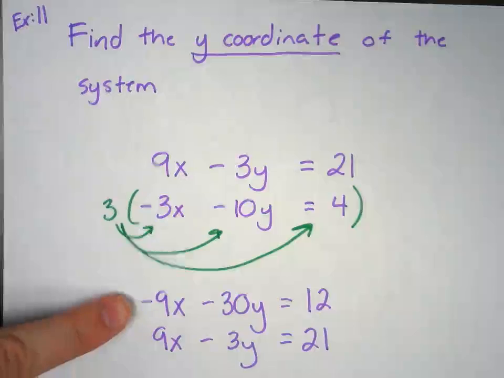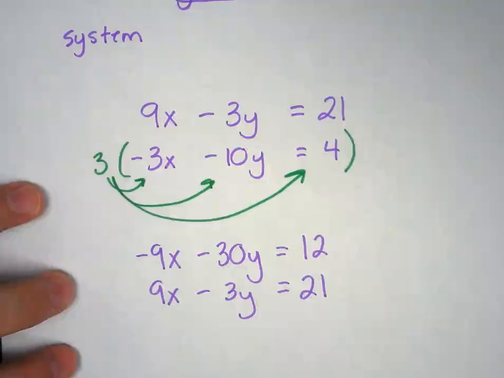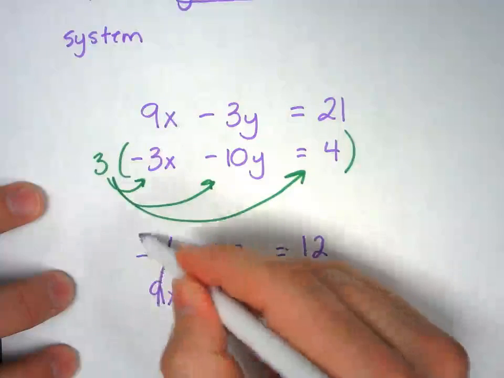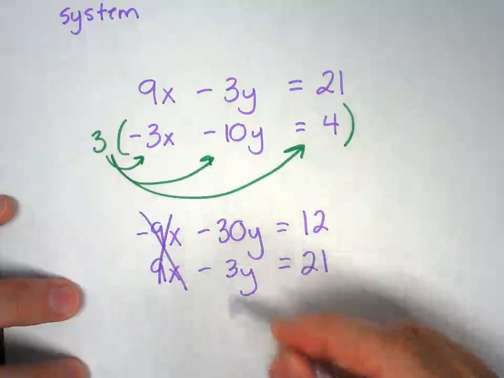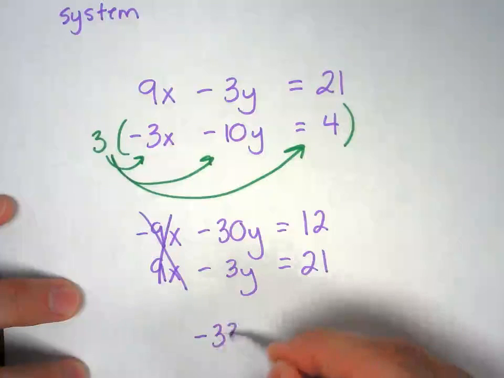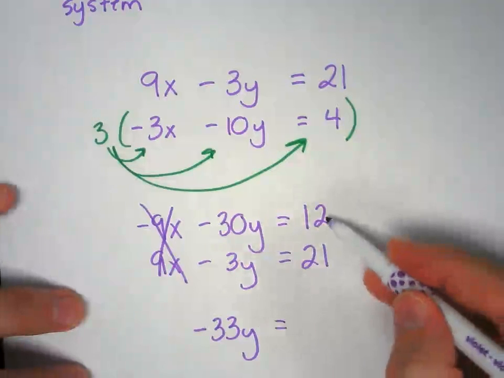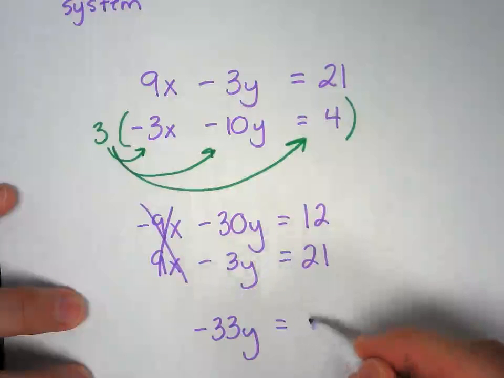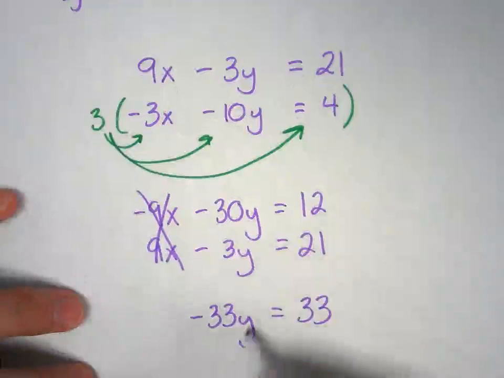Okay, so let's go from there. I've got my x's here. They cross out because they're opposites of each other. So goodbye to the x's. Now I'm left with the y's. I've got negative 30 minus 3 is negative 33y. And over here I've got 12 plus 21. Well, that equals 33. All right, well, I just got to solve for y here.